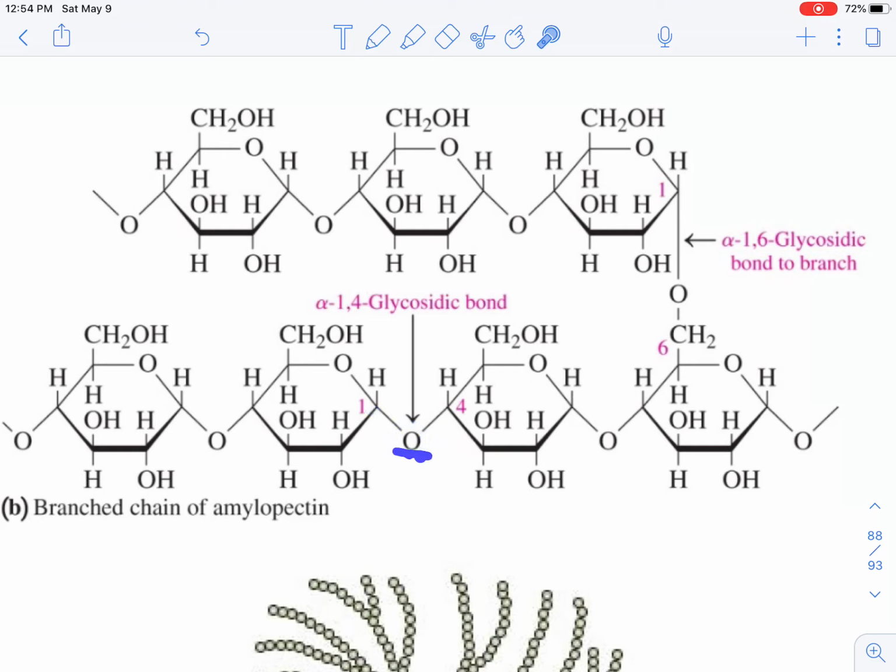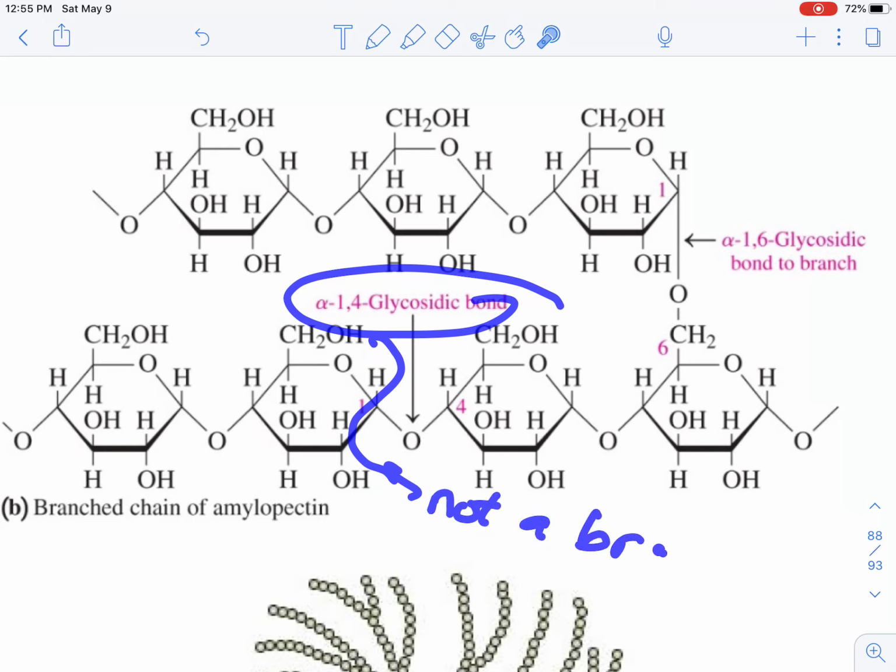This oxygen is coming from carbon number 1, and it's going to be covalently bonded to carbon number 4 in the next carbohydrate unit. Overall, an alpha-1,4 glycosidic bond represents a link between two consecutive glucose monomers. In other words, an alpha-1,4 does not represent a branch. This is not a branching point.